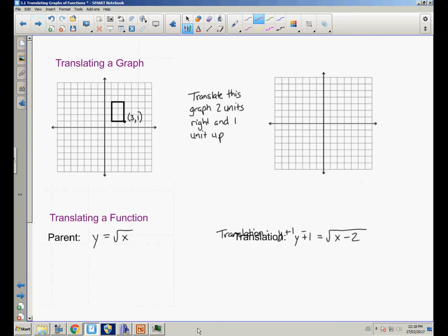Now we're going to try and put this together with some translations, how those parent functions are translated. So first off, with translating a graph, if I've got this rectangle here, and I know one of the coordinates is at 3 and 1, and I want to translate that graph 2 units to the right and 1 unit up, I'm going to add 2 to the x-coordinate and add 1 to the y-coordinate. So my new vertex here is going to be at 5 and 2.